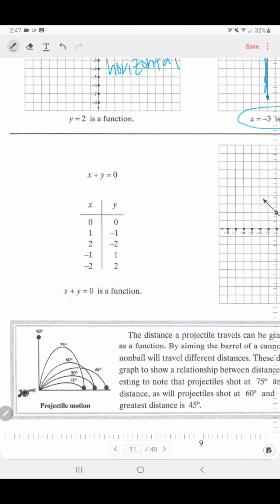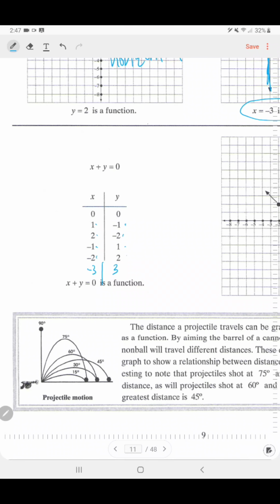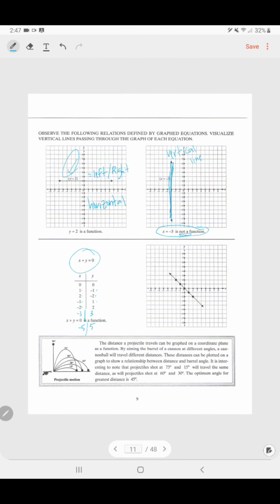And then for this, you see how they didn't give you a value for either one, and it equals 0. It doesn't matter what numbers you plug in, the answer is going to be the opposite. So 0 and 0 are the only ones that are not opposite. But 1 and -1 are opposite, 2 and -2, -1, +1, -2, +2. If I put -3, +3. If I put -5, +5 is the opposite. Okay, so make sure you study those three kinds of equations.